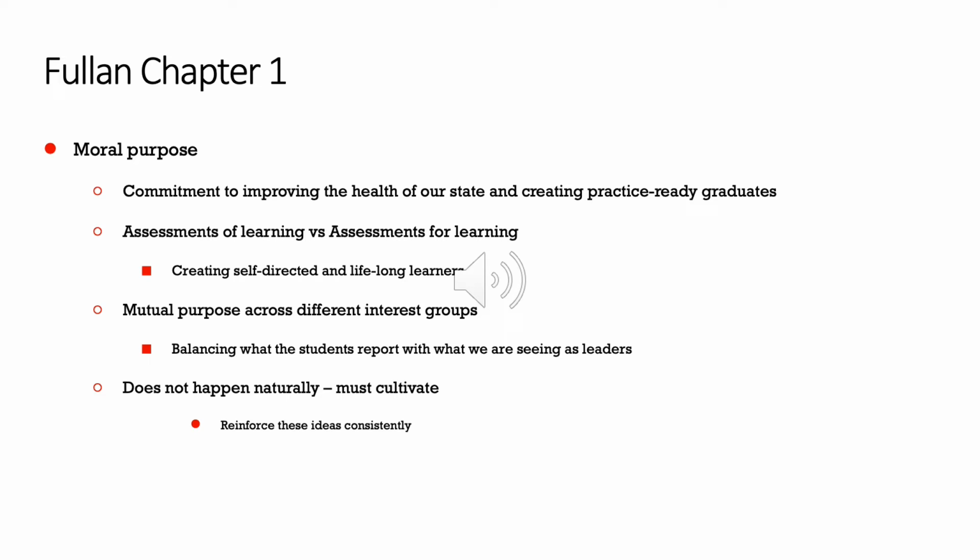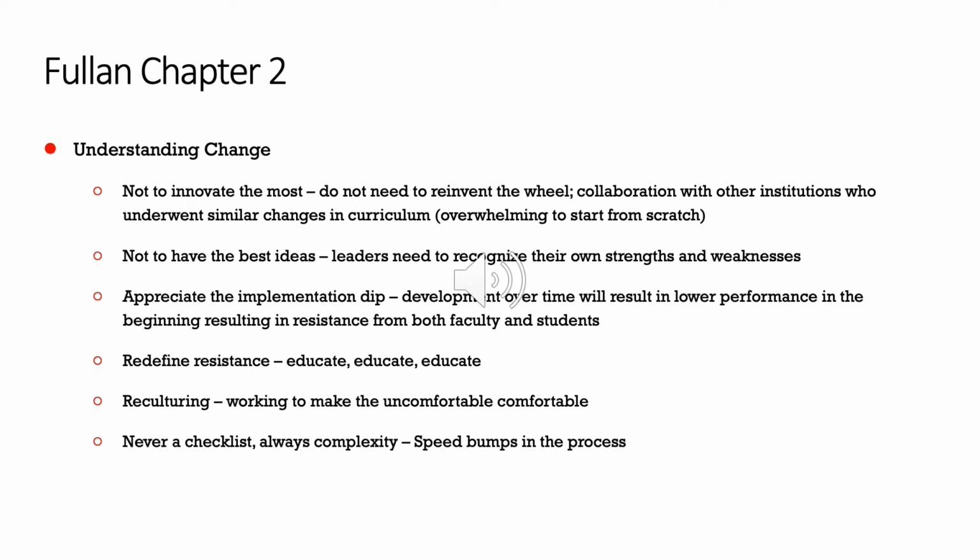So, for example, we enact our assessment system, we train the faculty, and then whenever any resistance happens, we work to bring them back to the overarching goals so that we can keep everyone on the same page. The second chapter of Fullan was really devoted to understanding change, and I use these different pieces related to my own problem of practice. So, not to innovate the most, we didn't really want to reinvent the wheel. We knew other medical schools were doing these changes and were changing their assessment system. So really diving into the literature and making sure that we're doing our best to follow what's already out there.